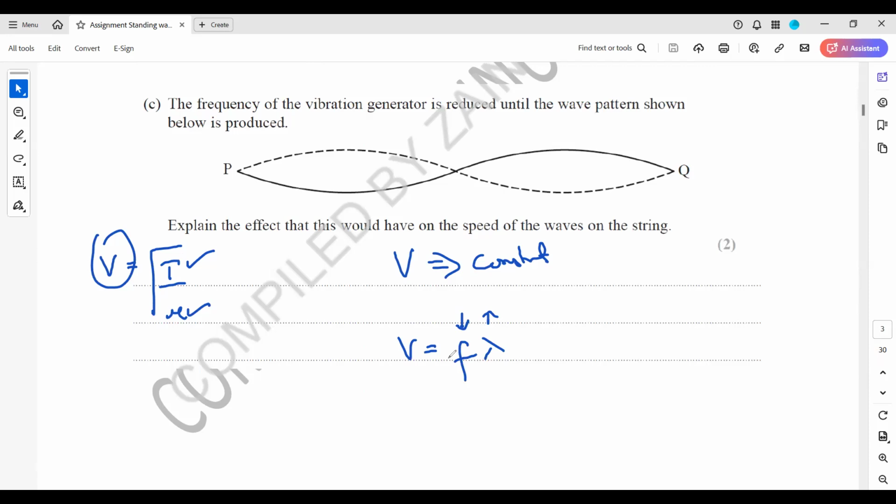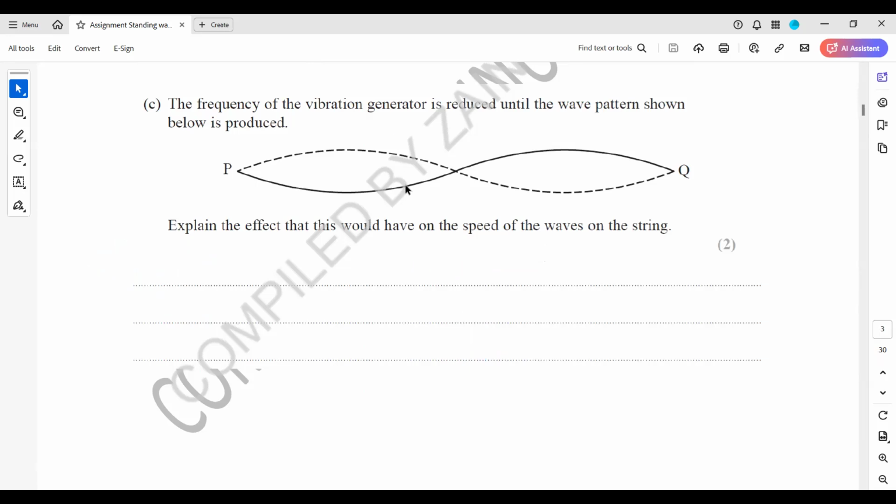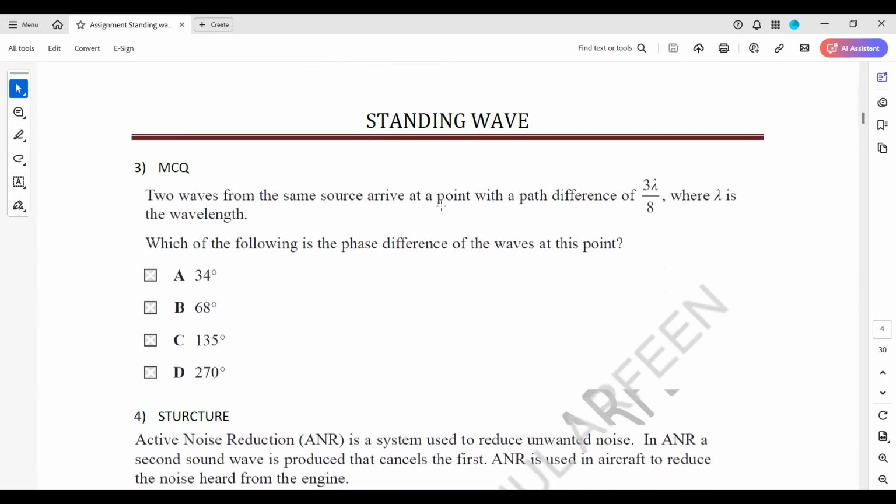unchanged. So the speed of a wave in a string can only be changed if you change the tension or the mass per unit length. So one mark for mentioning it won't change. And the second mark is if you decrease the frequency, the wavelength will increase.